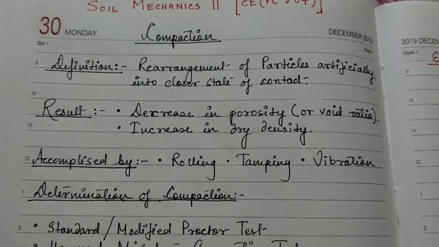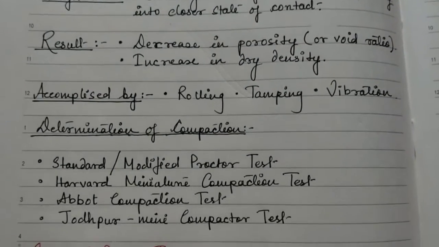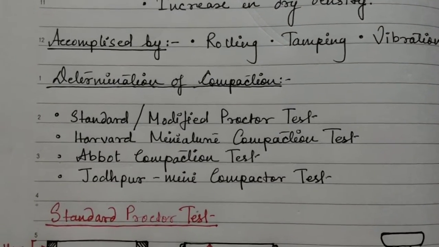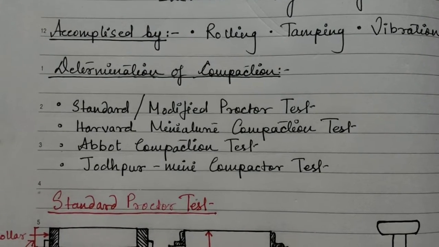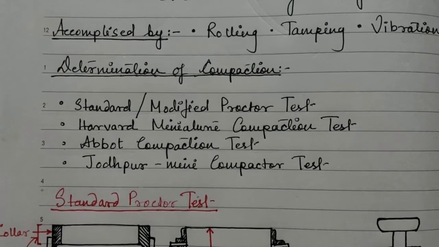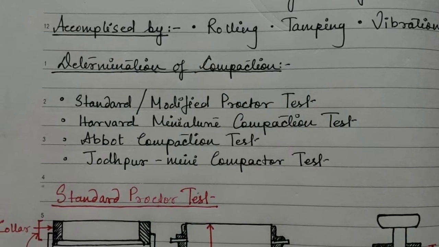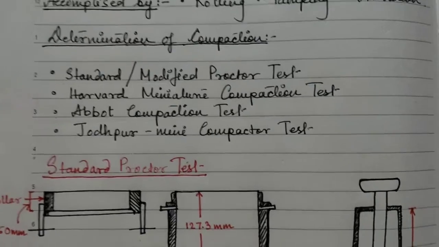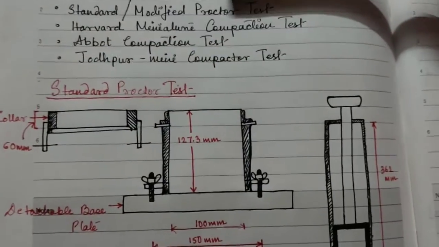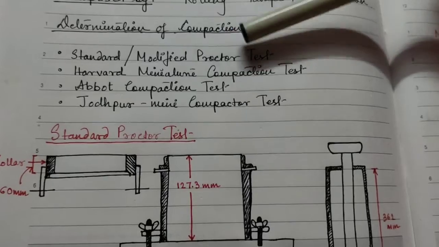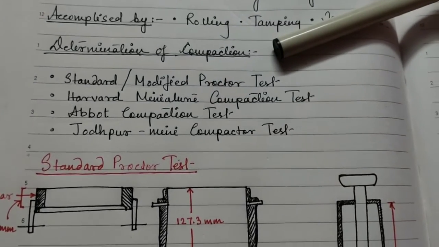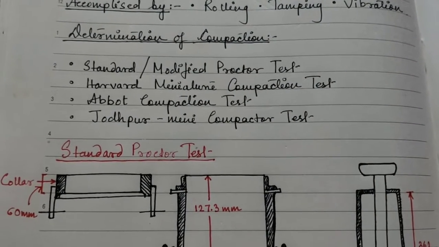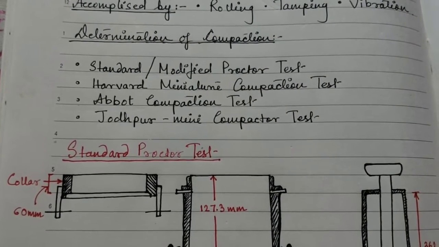So what are those tests? These tests are the standard or modified Proctor test, Harvard miniature compaction test, Abbott compaction test, and Jodhpur mini compactor test. Among these tests, we will study only the first two, that is the standard Proctor test and the modified Proctor test. These two tests are of utmost importance for finding out the dry density of the soil.